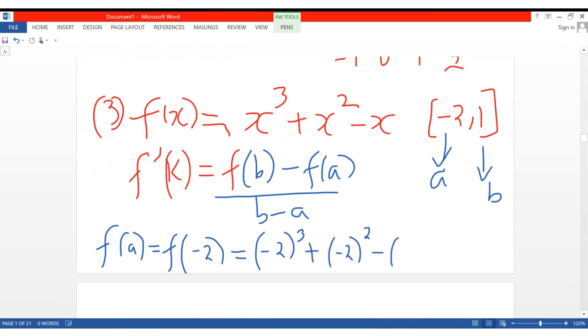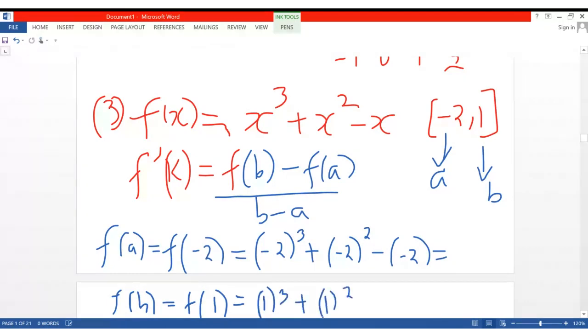I'm able to get that value. Then I'll come and do our f of b, where our b is 1. So I'll have 1 raised to power 3 plus 1 squared minus 1. We get those two values. How do you get those values? You just replace them in the function. So the first one I'm getting -8 plus 4 and then plus 2. This one I'm getting as -2. The other one is 1 plus 1 minus 1. Then I'm getting this one as 1.